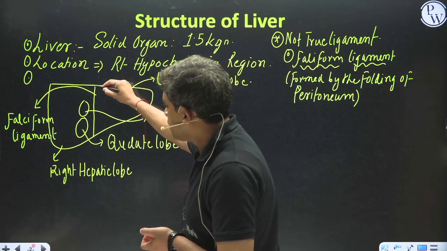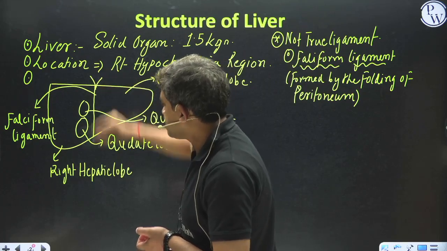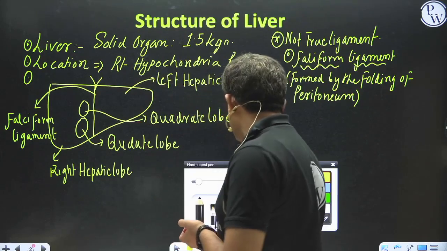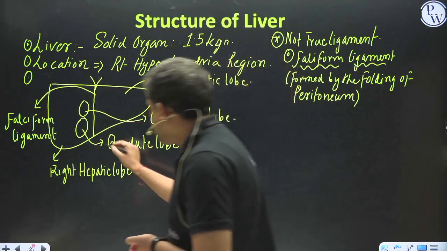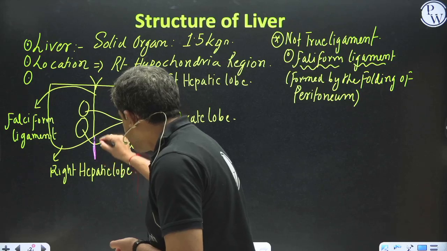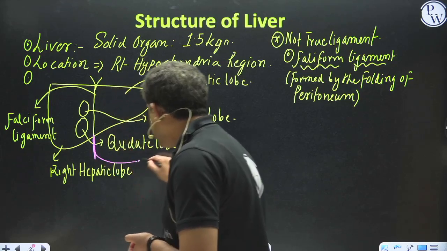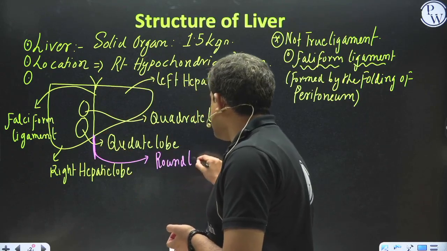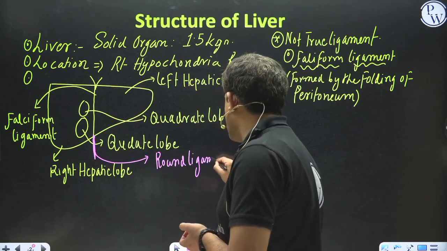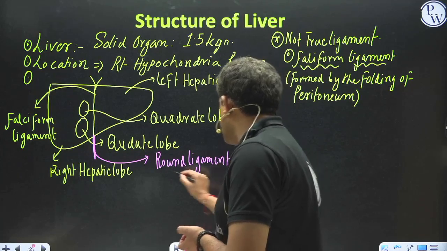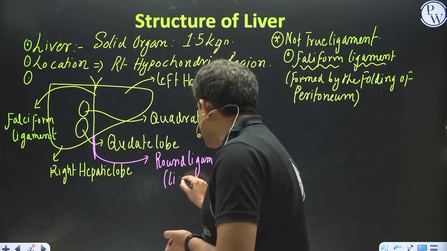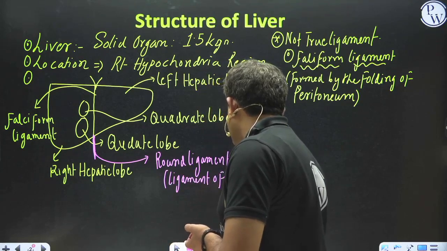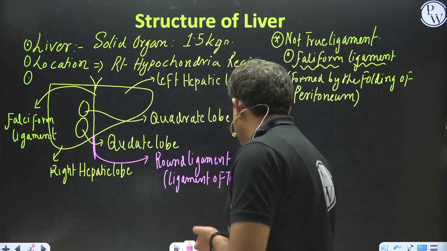Next, there are other ligaments also. For example, if it is extended like this, it is termed the coronary ligament. There are other ligaments that I will let you know. You can see another ligament that has been extended like this. This is termed the round ligament, also called the ligament of teres, TERES, ligament of teres.